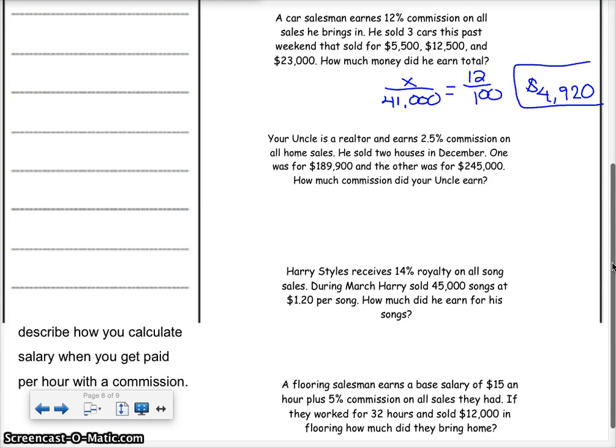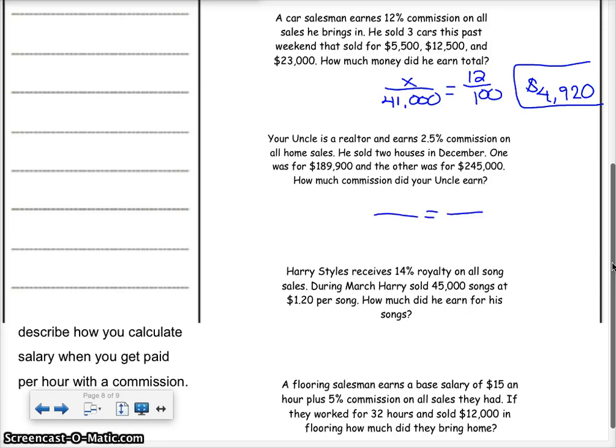So let's say your uncle is a realtor. Your uncle earns 2.5% commission on all home sales. He sold 2 houses in December. One house was for $189,900. The other house was $245,000. How much did your uncle make in commission?